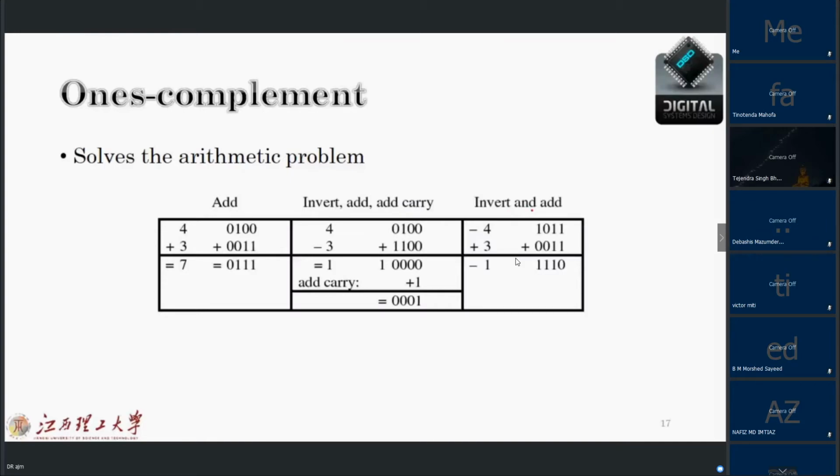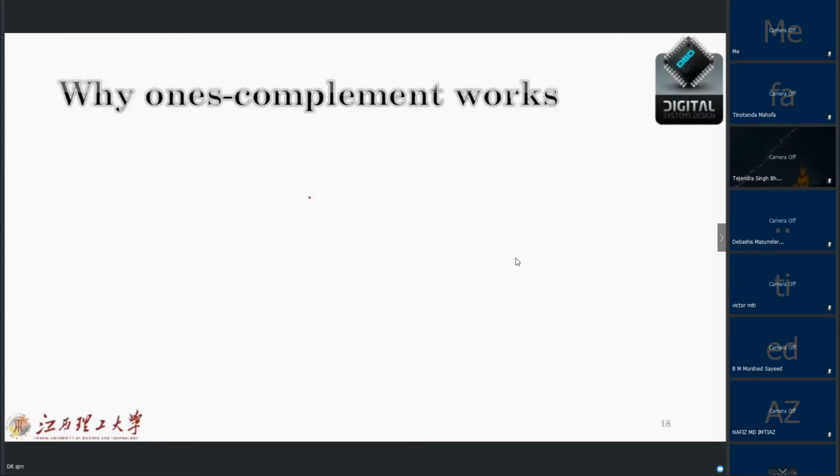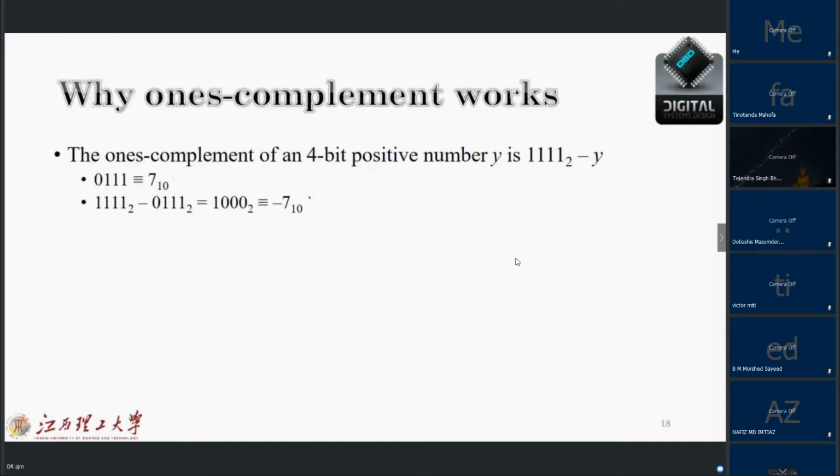Then it seems that ones complement works. But let me tell you the mathematics behind how it works. Ones complement is nothing but the subtraction of the real number from 1 1 1 1. Suppose I have the number 7 in decimal, and I want to know the ones complement for that. I can simply do this: 1 1 1 1 minus 0 1 1 1. Can you please do it? Do it with pen and paper.